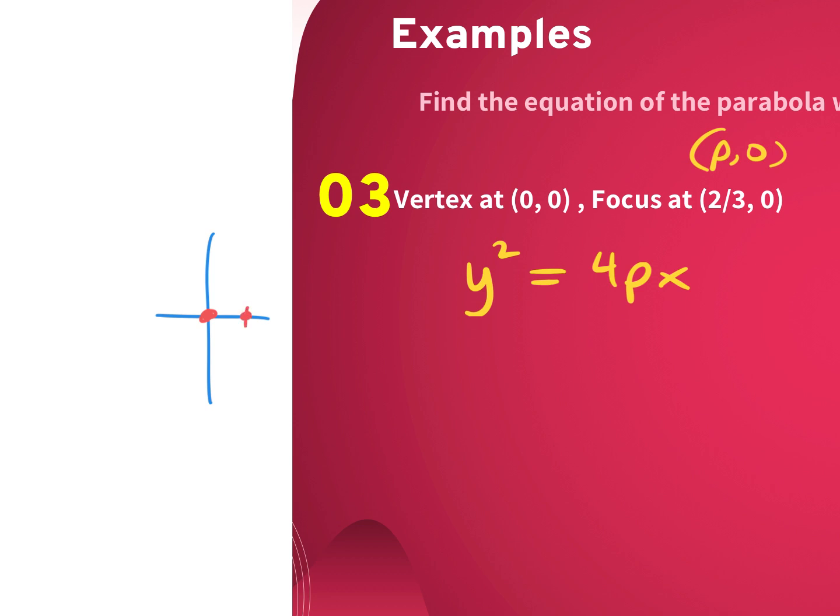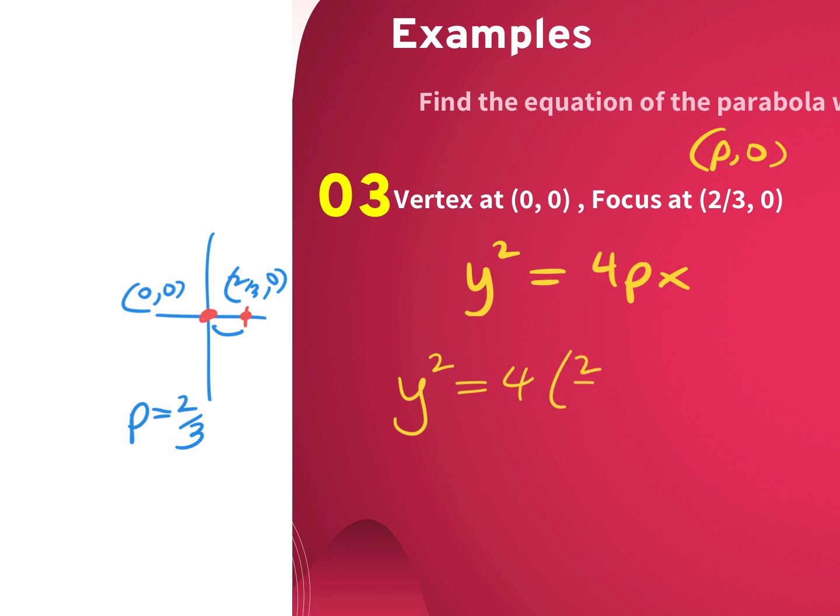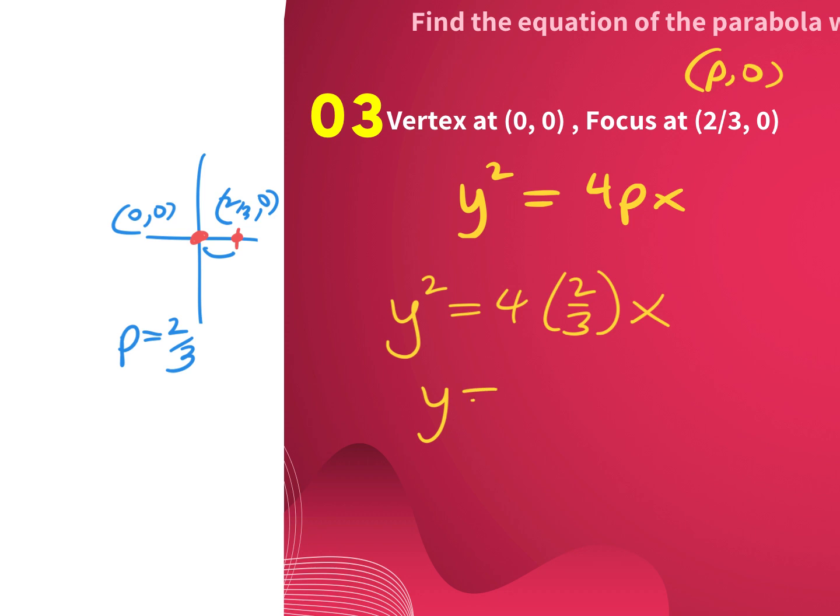And then you can see from here to here, from 0, 0 to 2/3, 0, it's only 2/3 away. So your p-value is 2/3, so let's plug it in. So y squared equals 4 times 2/3 x. And then nothing simplifies here, so just leave it y squared equals 8/3 x.